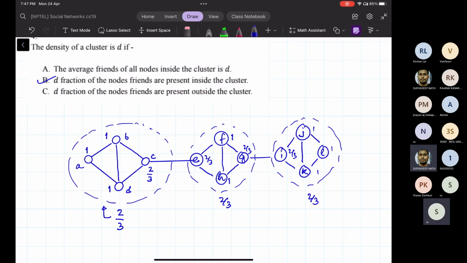Sir, I can't explain this sum, sir. Can you explain it to me one more time, sir?